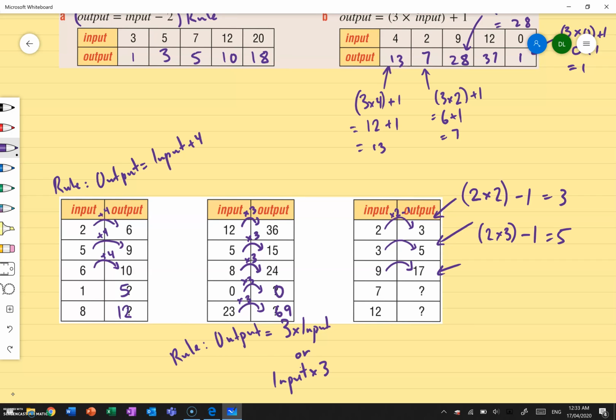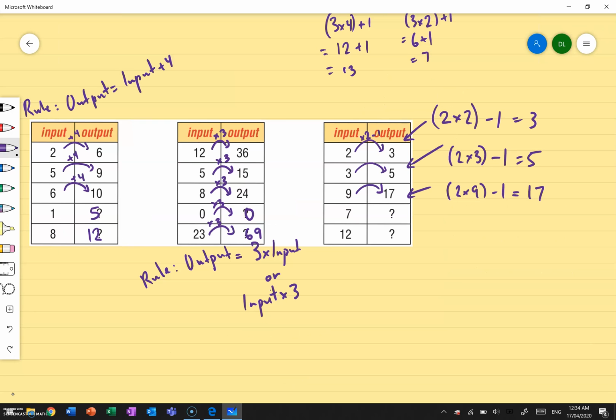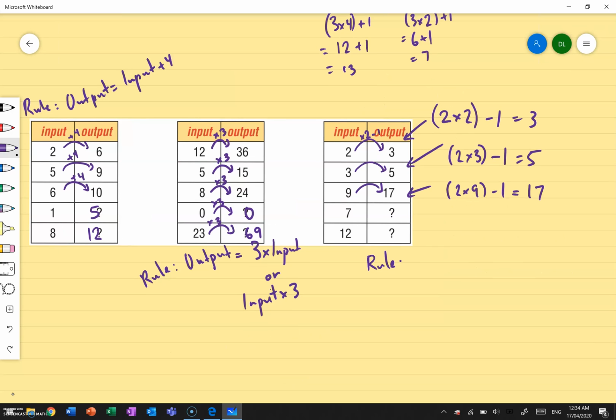Let's try this one over here. 2 times 9 minus 1. 2 times 9 is 18. Take away 1 is 17. So that's how we do it. Our rule is that our output is equal to 2 times our input, and then we take away 1.